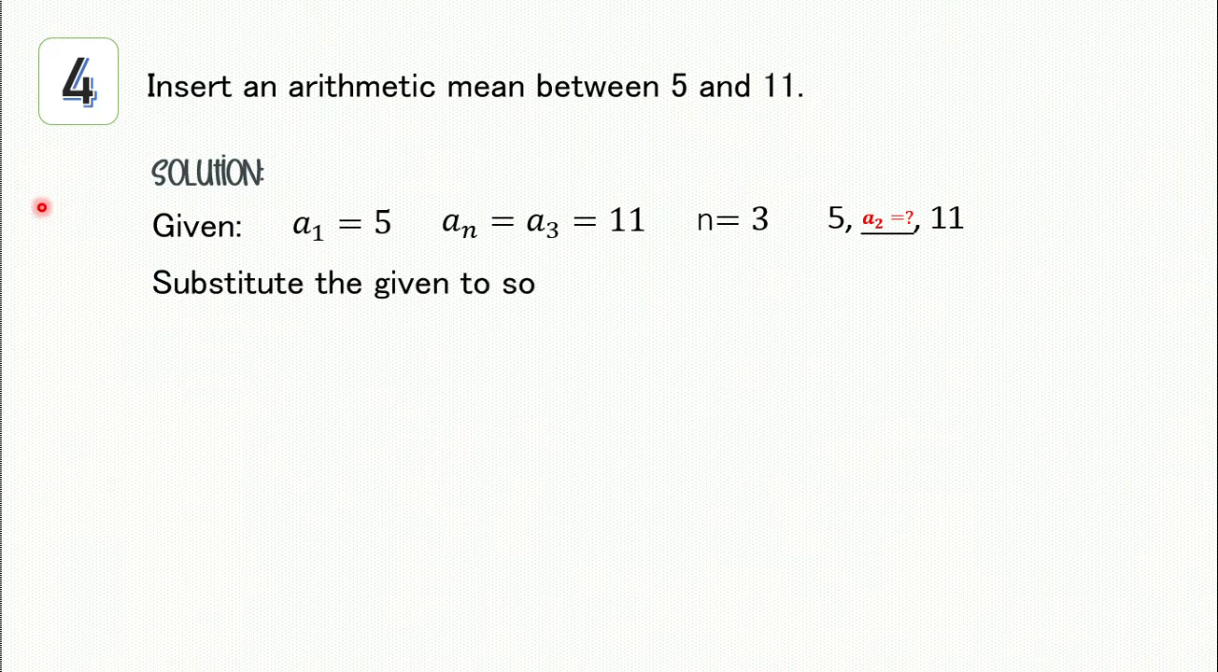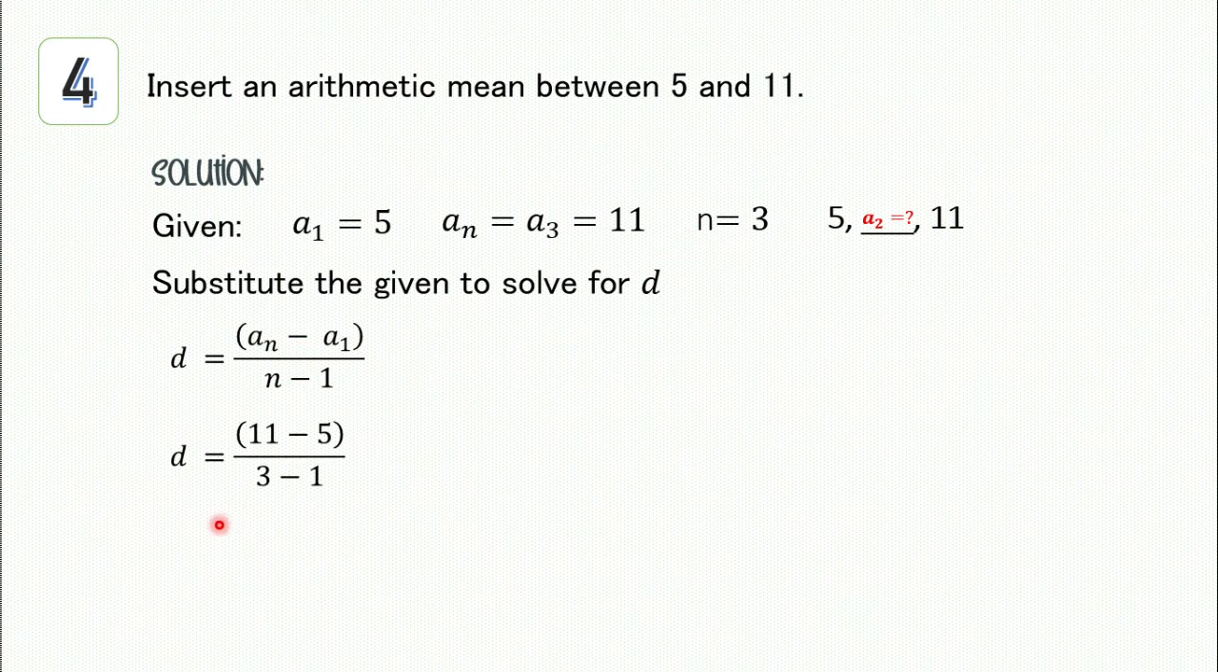So, gagamit tayo ng arithmetic mean na formula. D is equal to quantity a sub n minus a sub 1 all over n minus 1. Substitute natin lahat ng given. D is equal to 11 minus 5 over 3 minus 1. So, 11 minus 5 is 6. D is equal to 6 over 2 and it will give us 3. Ibig sabihin, yung common difference nila is 3.